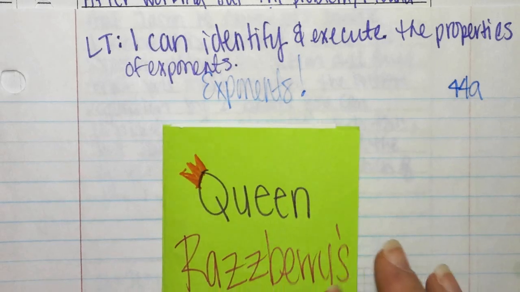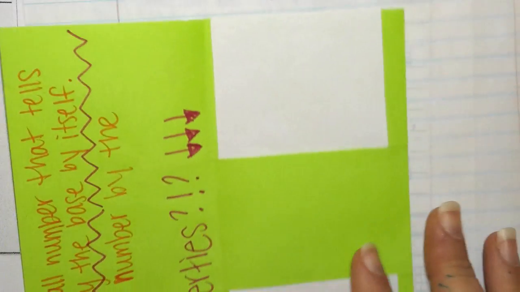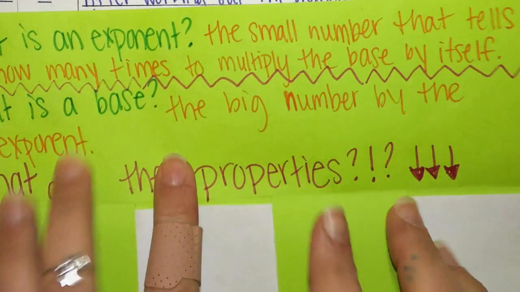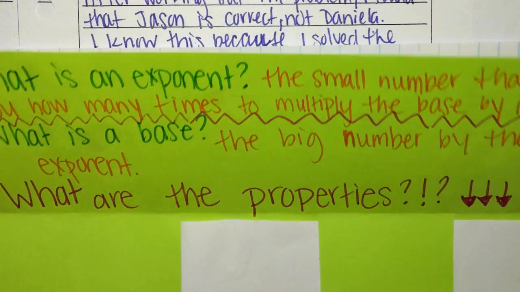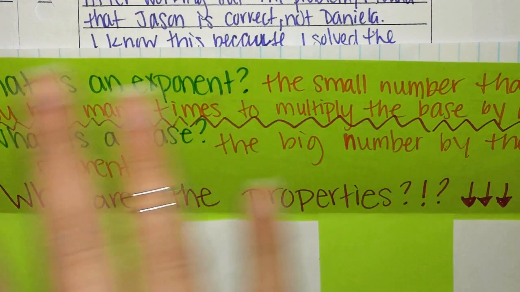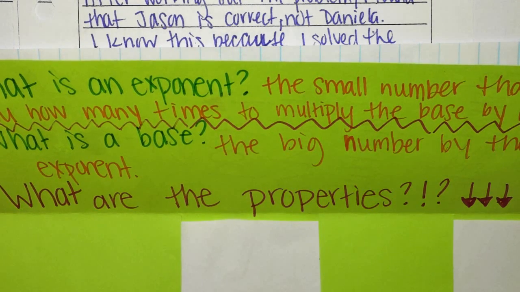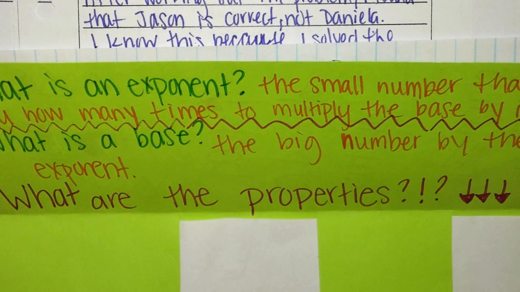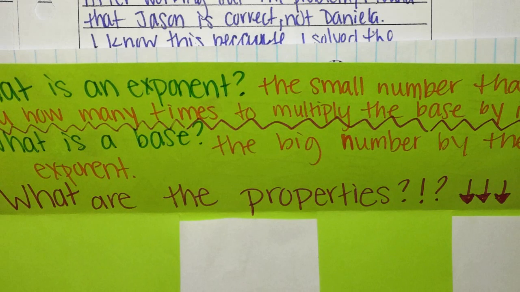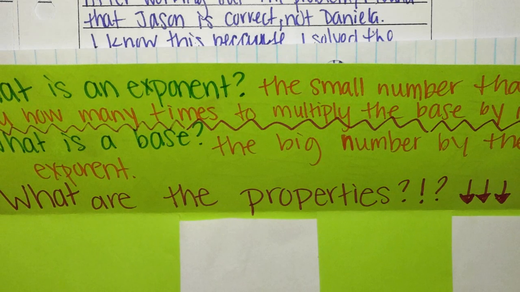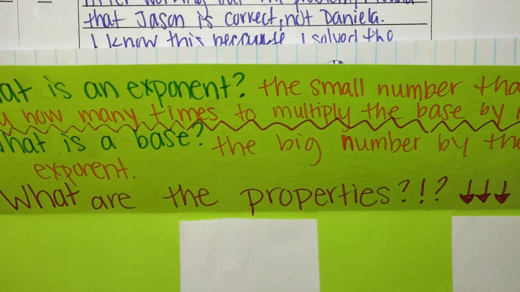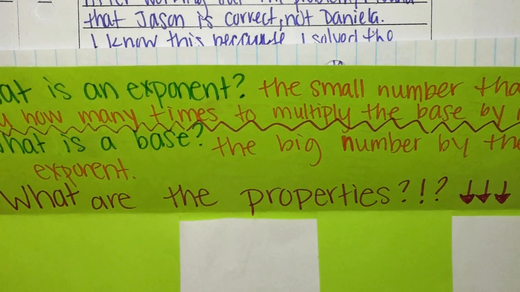Alright, so we need to finish the inside of our foldable, so please open it and turn it. We're finishing this part. Now, what is an exponent? Don't just read the definition, tell me in your own words. You have the big number, the base, and then the small number, the power. It tells how many times the base number needs to be multiplied by itself. Fantastic.